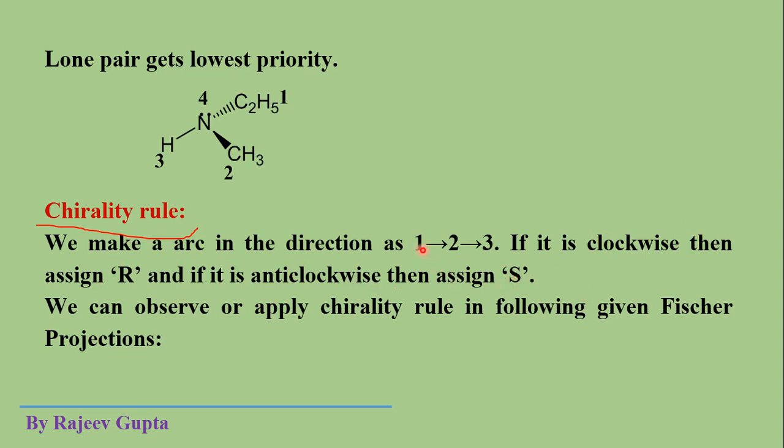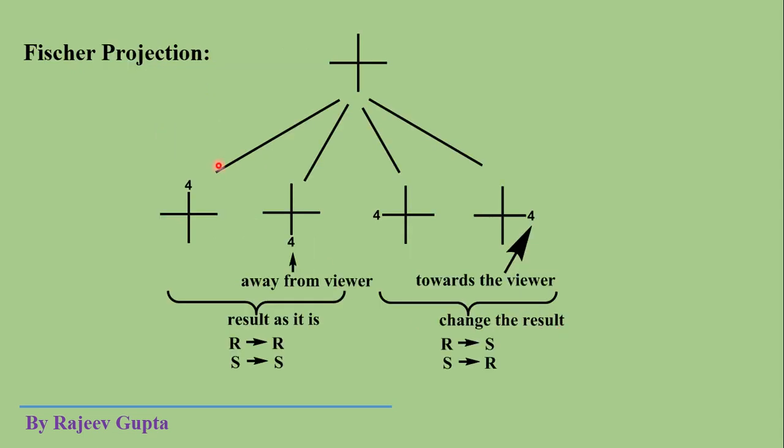We have to move from 1 to 2 and 2 to 3, according to this priority. If we get clockwise, then R, and anti-clockwise, then S. We can observe or apply this chirality rule to the following given Fischer projections. So we see this rule using Fischer projections.